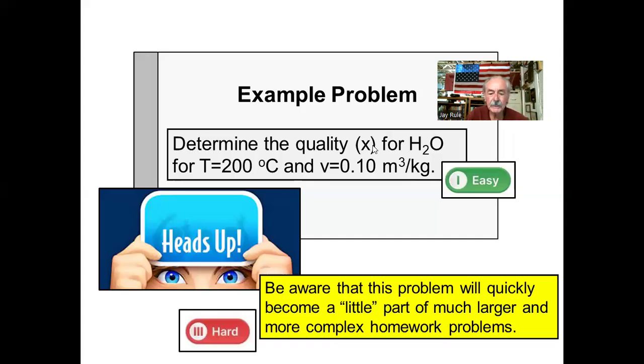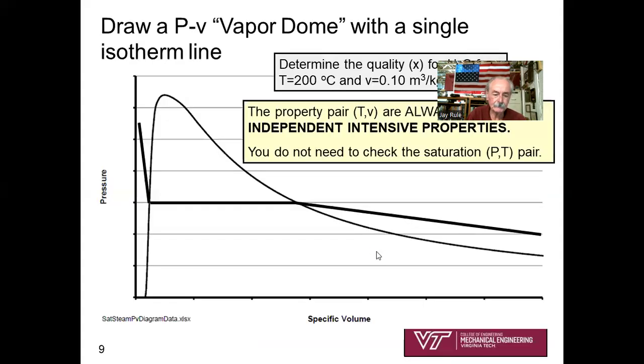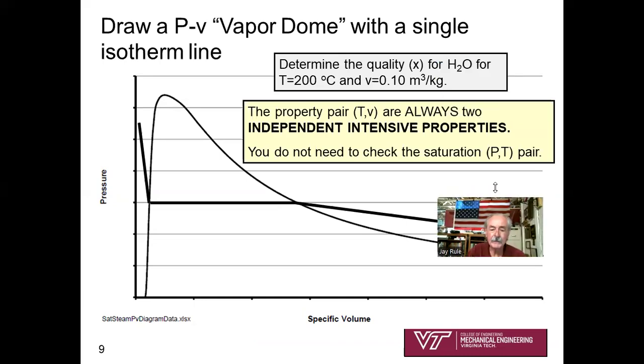Okay, so let's do this easy problem. We've got temperature given, and we've got specific volume given, and our job is to find X. How will we do that? Well, we're going to use the PV diagram to advantage. So let me try to step you through what we're going to do. Now, temperature and specific volume are always independent intensive properties. So when you have a pair of data, temperature and specific volume numerically, you can get all the other properties you desire.